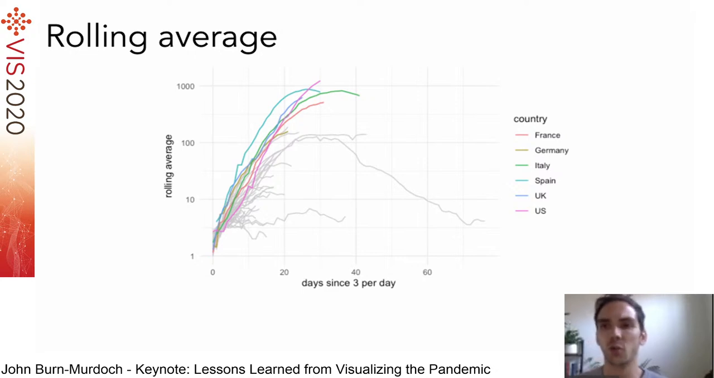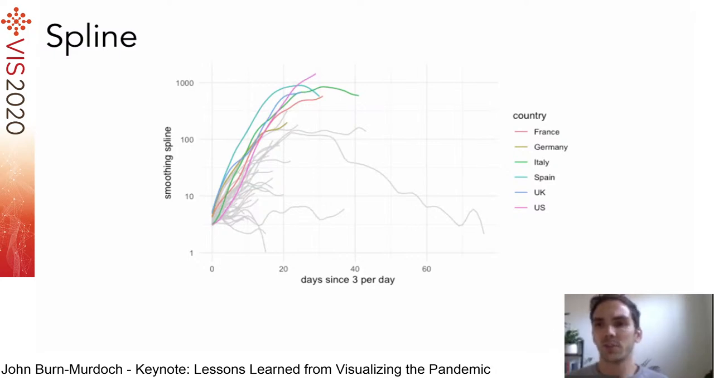So one thing we tried, I think this was sort of mid-April, was to use a smoothing spline instead of a 7-day rolling average. So to use essentially locally weighted regression, such that we would still smooth out the noise, but we wouldn't necessarily be lagging the very most recent data anymore. We would get these sort of smoother shapes of what was going on.